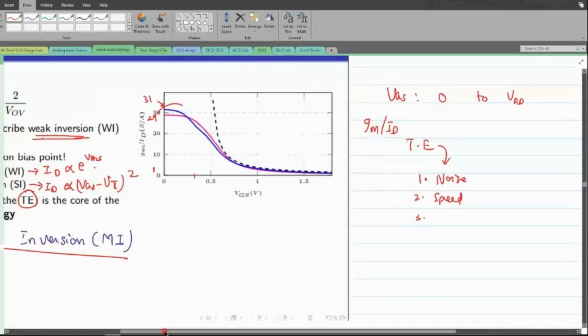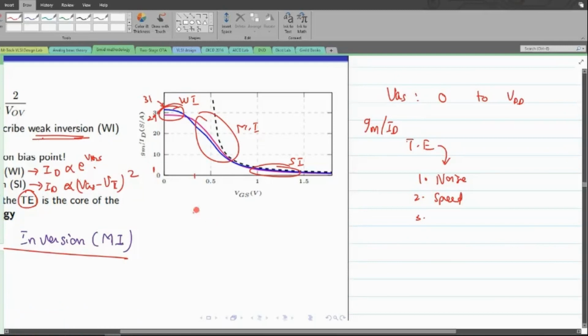One thing I can say is that whenever the gm over ID is high, then I'm in weak inversion. Whenever the value of gm over ID is small, then I'm in strong inversion. And whenever I'm in between, I can say that I'm in moderate inversion. Still, people try to define some sort of boundary to use as a reference value. So let me roughly define this boundary, but this is not a hard rule.